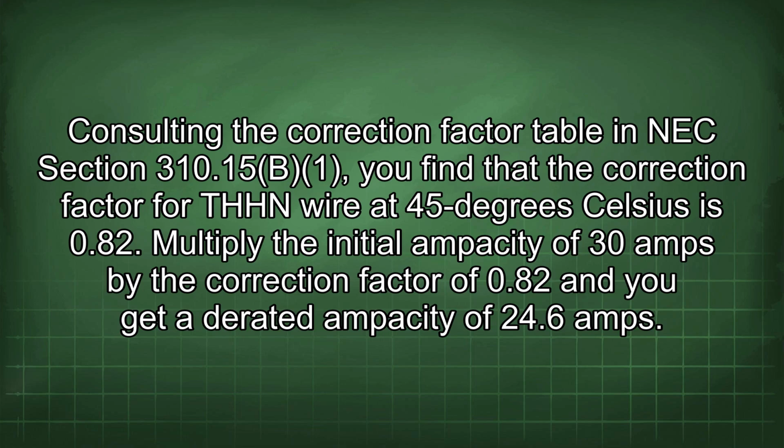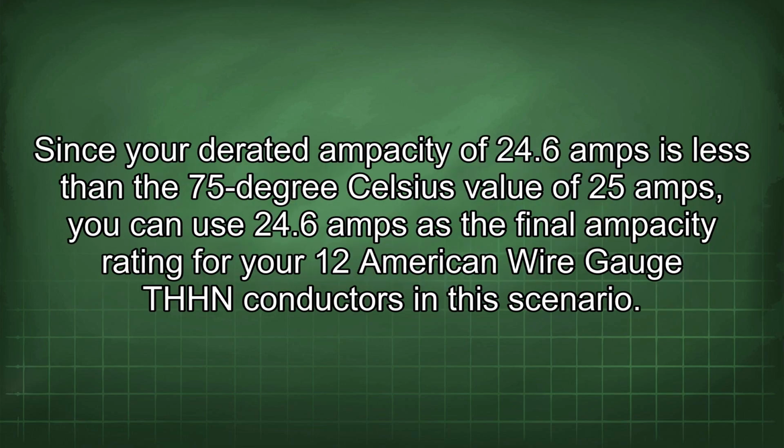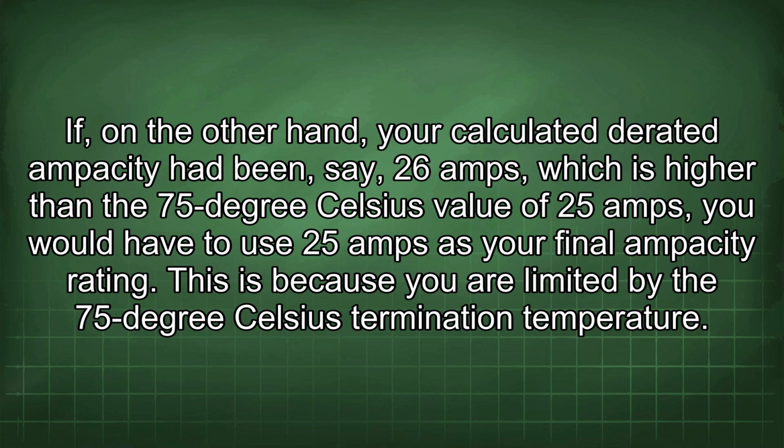Now compare this derated ampacity of 24.6 amps to the 75°C ampacity for 12 AWG copper wire in Table 310.16. The 75°C ampacity is 25 amps. Since your derated ampacity of 24.6 amps is less than the 75°C value of 25 amps, you can use 24.6 amps as the final ampacity rating for your 12 AWG THHN conductors in this scenario. If, on the other hand, your calculated derated ampacity had been, say, 26 amps, which is higher than the 75°C value of 25 amps, you would have to use 25 amps as your final ampacity rating. This is because you are limited by the 75°C termination temperature.